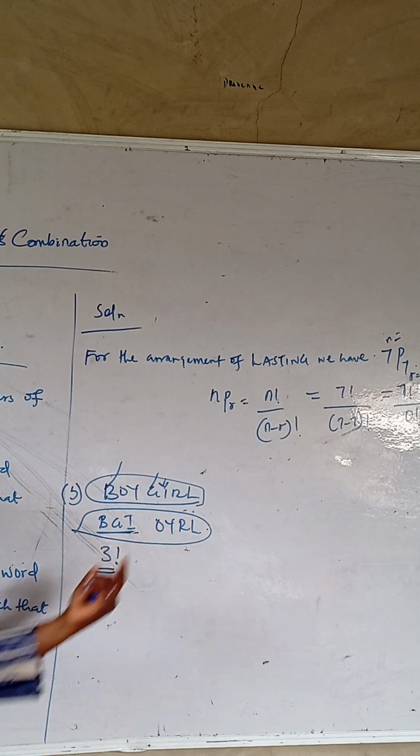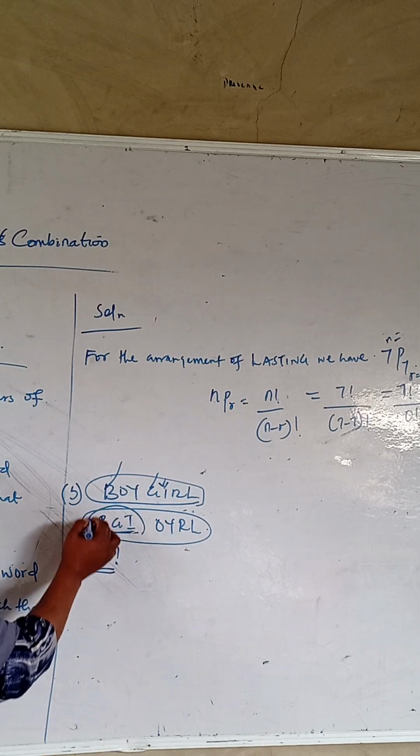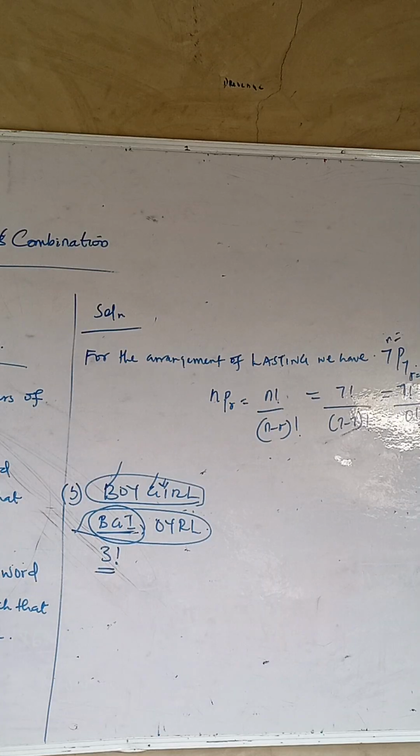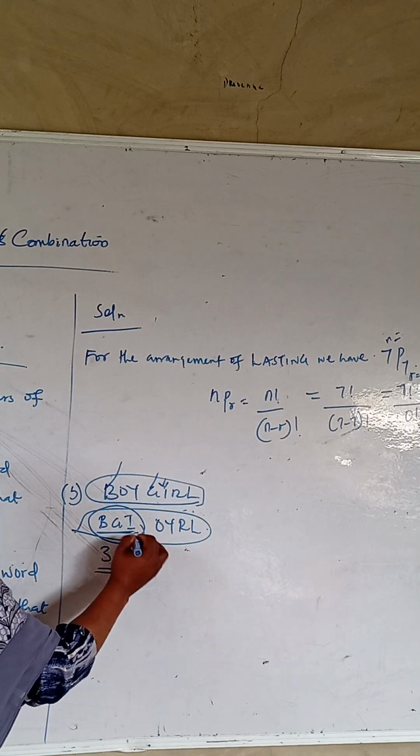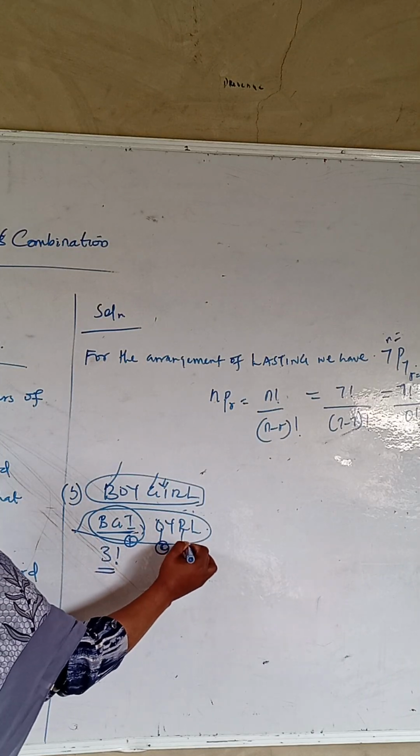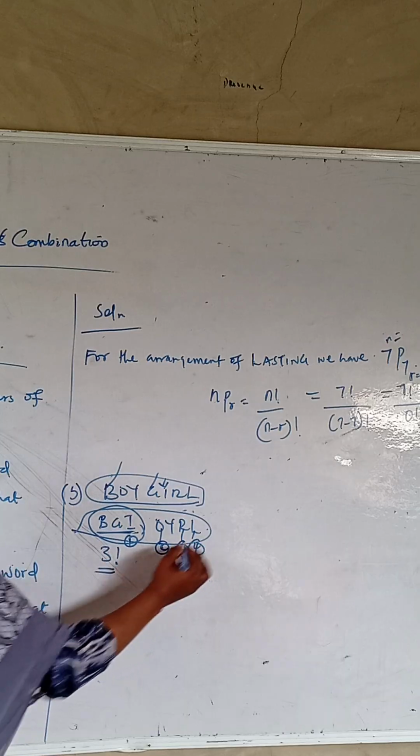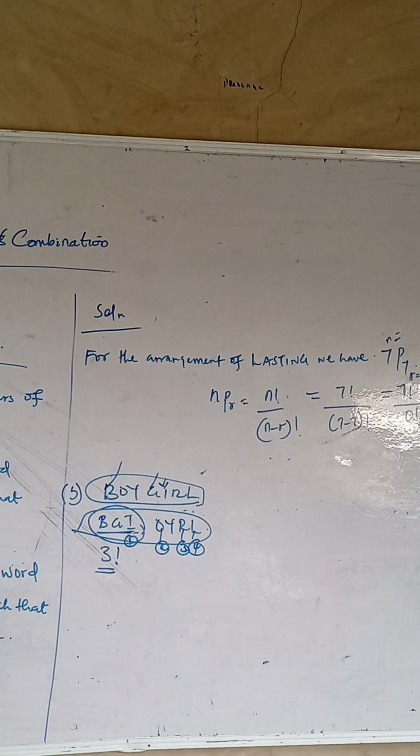Left aside, what do you do? You count this one as a single letter, not as separate letters anymore. You count them as a single letter. So when you want to count, this will be 1, 2, 3, 4. So in the remaining arrangement, what is left to be arranged? 4 letters.